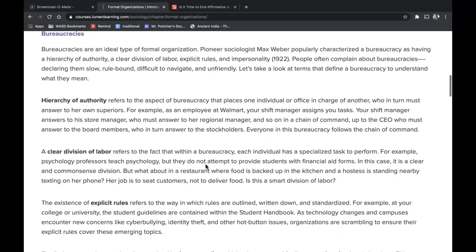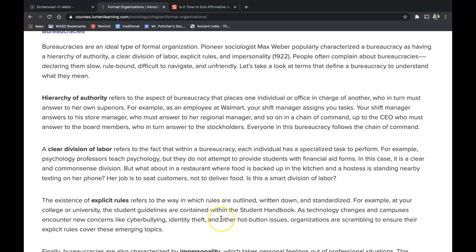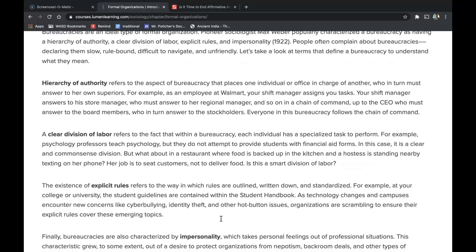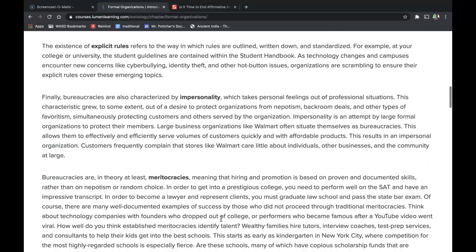The existence of explicit rules refers to a way in which rules are outlined, written down, and standardized. For example, at your college or university, the student guidelines are contained within the student handbook. As technology changes and campuses encounter new concerns like cyberbullying, identity theft, and other hot-button issues, organizations are scrambling to ensure their explicit rules cover these emerging topics.